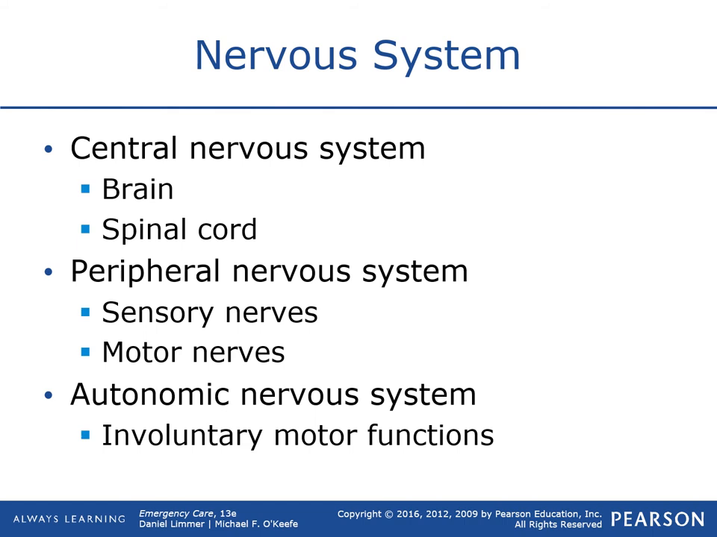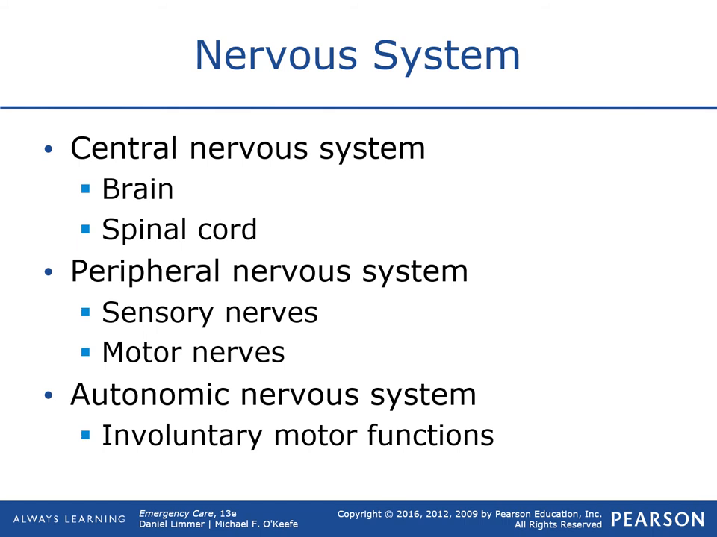You also have your autonomic nervous system. That's a subset of your peripheral nervous system. It controls involuntary motor functions. So the signals that tell your heart to beat, and signals that tell you to breathe, signals that tell your digestive system to work, those are all part of your autonomic nervous system, because we can't control that.